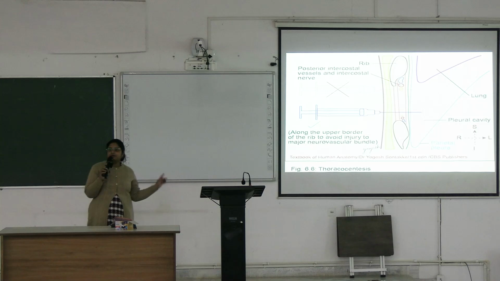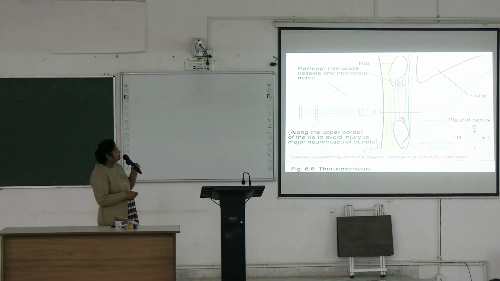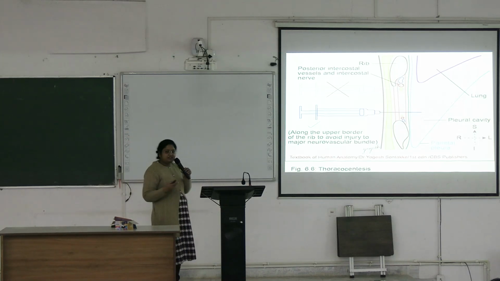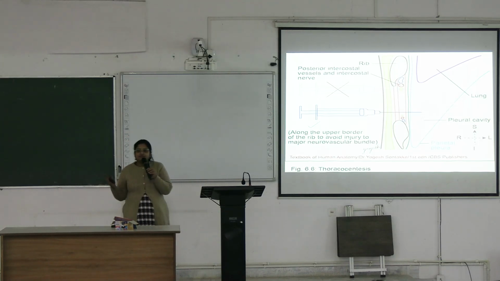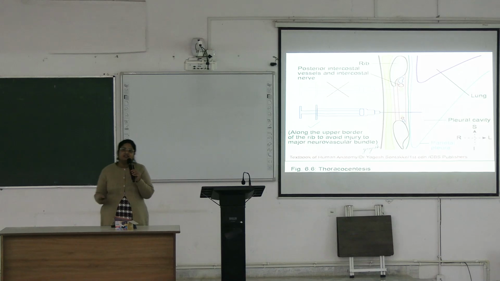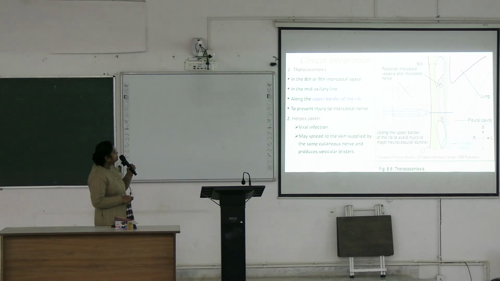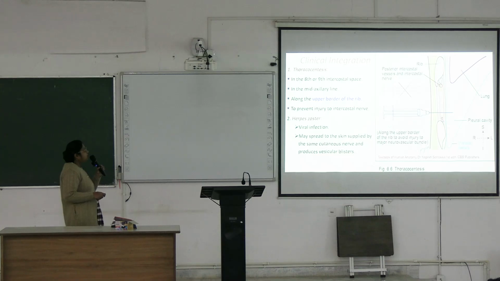So understood why it is done? To prevent injury to the neurovascular bundle. If these are injured, there will be paralysis of the muscle, difficulty in respiration will occur, and if injury to the vessels occurs, there will be heavy bleeding. Okay, so thoracocentesis is done in the 8th or 9th intercostal space in the mid-axillary line along the upper border of the rib to prevent injury to the intercostal nerve.